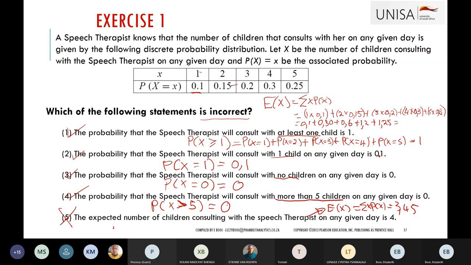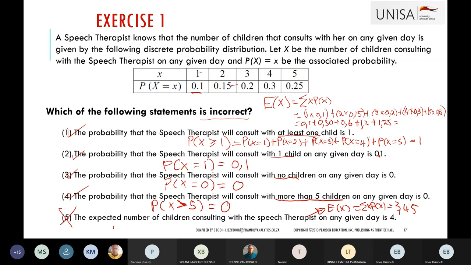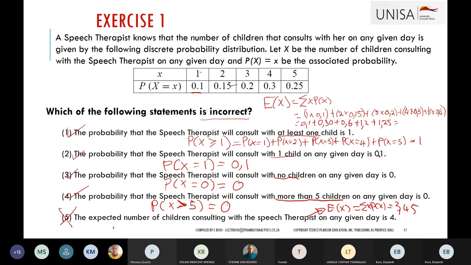So with that in mind, you have 5 minutes to answer the following question. What is the standard deviation of this question that we have? It is the same question, as you can see. We already calculated the mean, so don't calculate the mean again. On this question, we know that our expected value is 3.45.